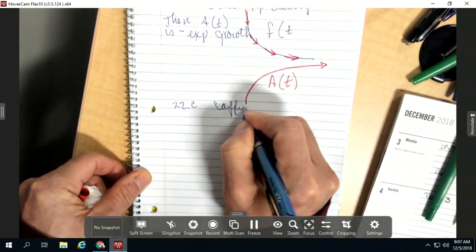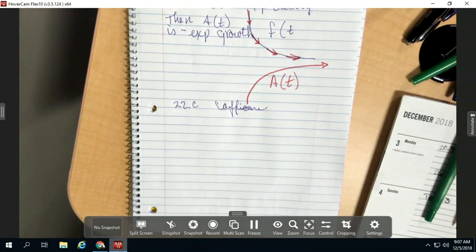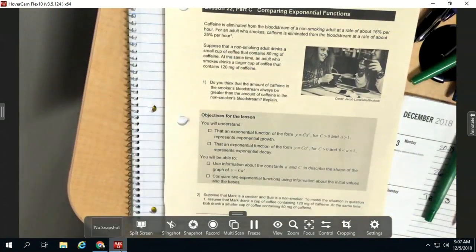Caffeine. Probably a good subject to discuss in a math class that meets at 9 o'clock in the morning. By the way, this is the first semester that it's ever met at 9 o'clock. Other semesters it always met at 8 o'clock. Oh, thank God.